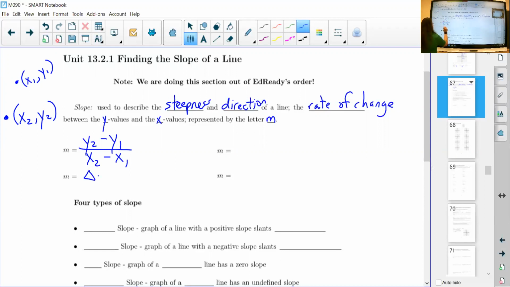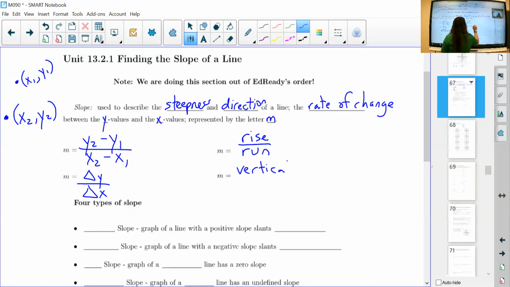on. You can also write that as change in y over change in x, capital delta for change. Or you may remember this from another class, rise over run. Or vertical change over horizontal change. There are lots of ways to express the slope. And we'll use the slope in a number of ways as well.